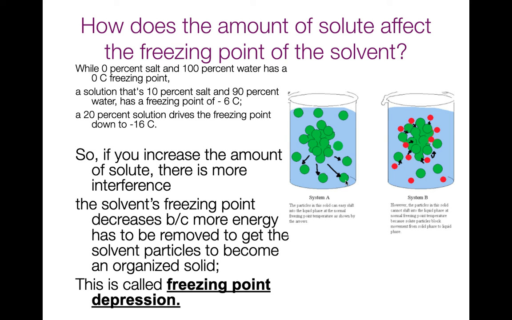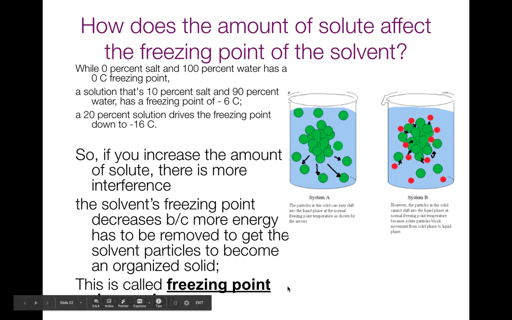And let's look at the pictures. If I have just the water trying to freeze, they can just join together and make a clump of solid ice. But if I have these little salt particles interfering, you have to remove even more energy to force them together. The solvent's freezing point decreases because more energy has to be removed to get the solvent particles to become an organized solid. This is called freezing point depression.